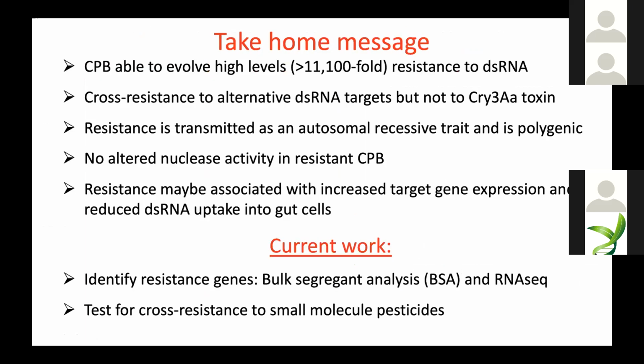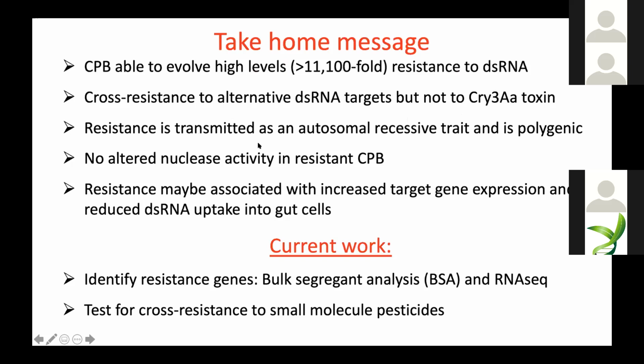So in summary, the take-home message for all the research so far is that we have shown that CPB can evolve high levels, more than 11,000-fold, of resistance to double-stranded RNA delivered as a topical spray or a foliar covering. Cross-resistance is present to alternative double-stranded RNA targets, but not to Cry3A toxin, which mirrors the results that were observed with Diabrotica virgifera, with rootworm, and suggests that these two different pesticides can be used in combination.